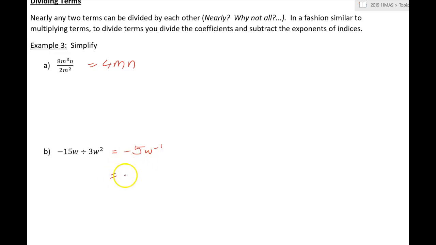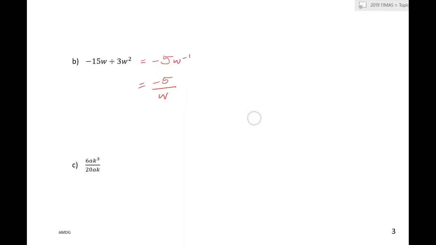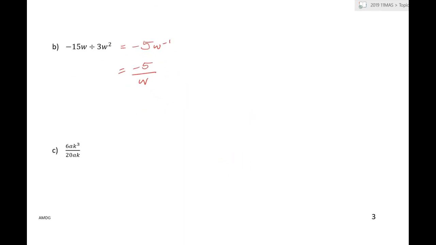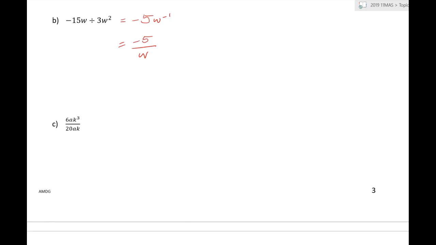Another way of writing this would be -5 over w, right? Either of these answers, perfectly acceptable. I don't mind at this stage which one you do. In fact, I probably don't mind further down the track which one you do either. Perfectly acceptable, either of those answers. Remember, divide the coefficients, subtract the exponents.